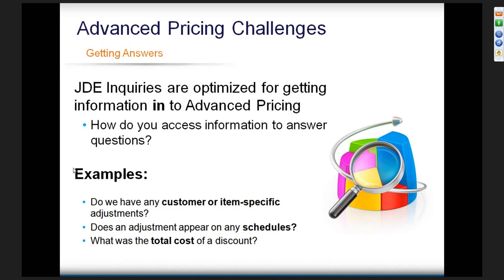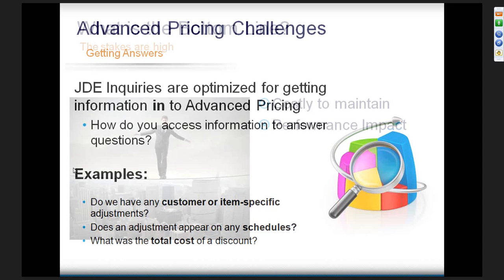Does the adjustment that I'm looking at, I've got a discount that I've configured, have I placed it on any schedules? In other words, in layman's terms, have I made this discount eligible to be assigned to any transactions? And what was the total cost of a discount? That's another question that you might ask that's not necessarily easy to get out of the system. So maybe I've run a promotional discount for a month, and at the end of that month, I want to see how much money I gave away as a part of that discount. That may not be the easiest answer to get out of JD Edwards.